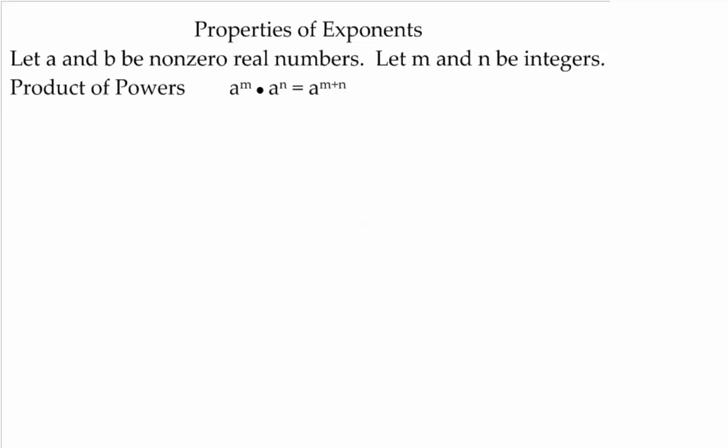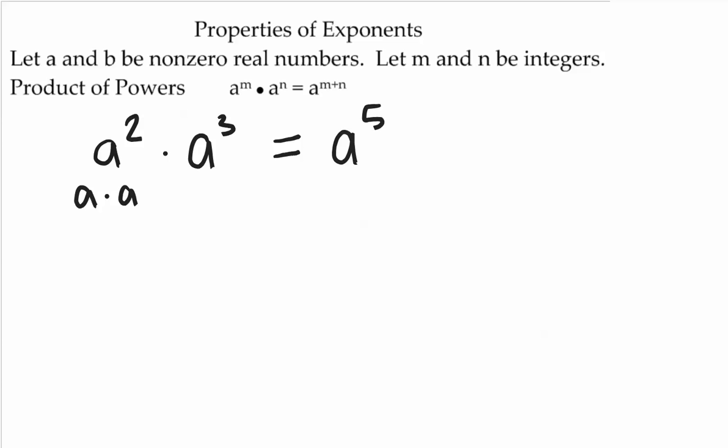The first property was product of powers, which says when we multiply two exponents with the same base, we add their powers. For example, if I have a squared times a to the third, we would add the 2 and 3 together to get 5 for my power of a. The reason why this works is a squared is a times a, and a cubed is a times a times a, and when we multiply them all together we write a to the fifth, because I have 5 a's that I am multiplying.